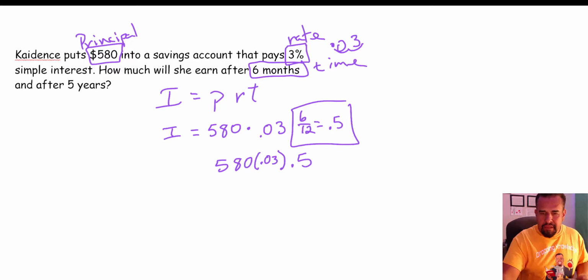Let's see. All right, I was looking for my calculator. Did you use your trusty calculator? All right, all I have to do is multiply 580 times 0.03 times 0.5. And she will earn $8.70. That's how much money she will earn after 6 months.